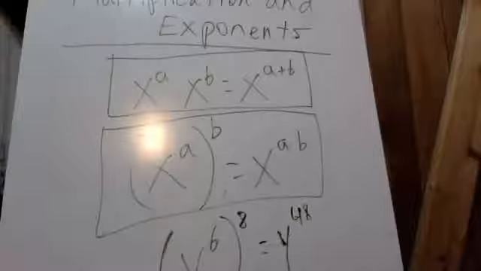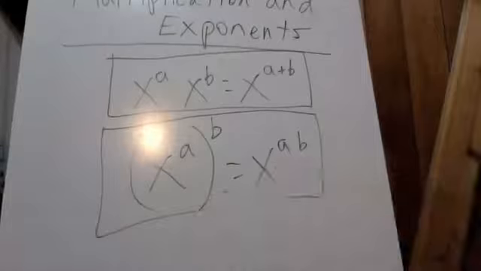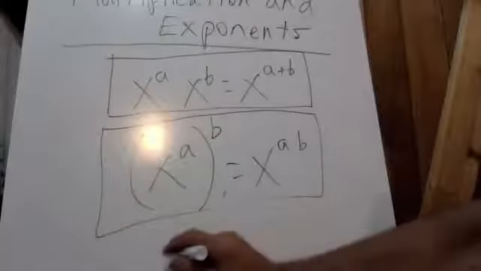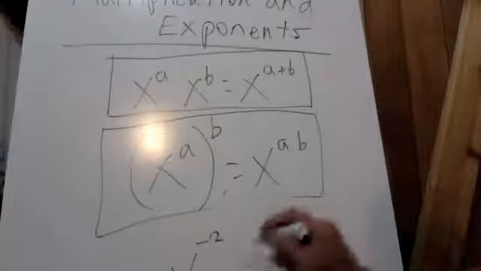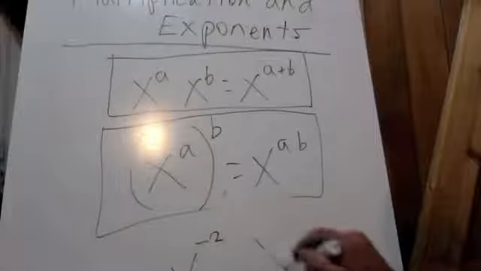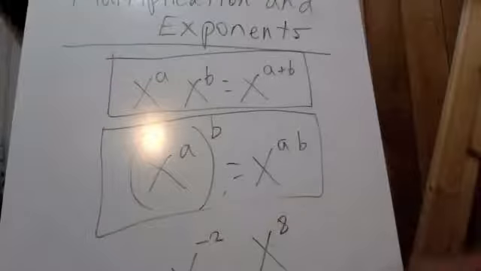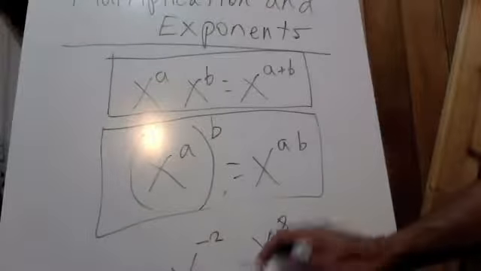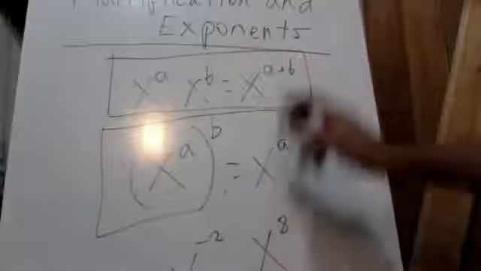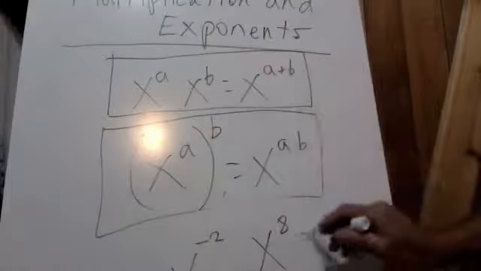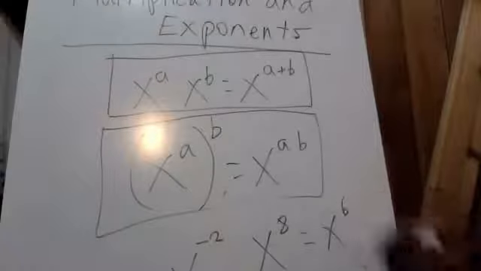Let's try a different one. x to the negative 2 times x to the 8th. Well, this one fits not this one, but this kind of rule. And remember that we're going to add them. And so we're going to get x to the 6th power.